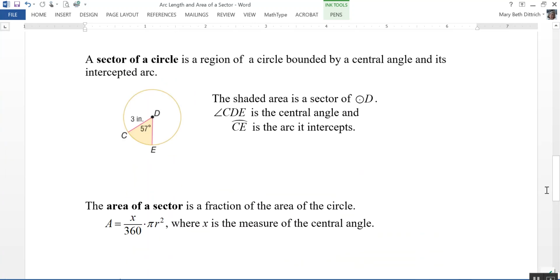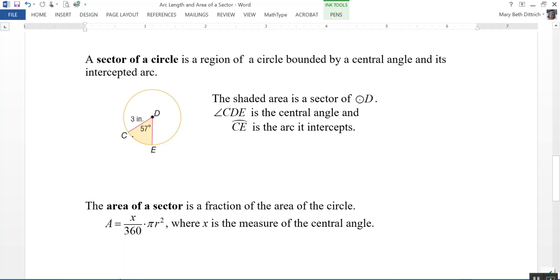A sector of a circle is a region of a circle bounded by a central angle and its intercepted arc. So this shaded area is a sector of circle D. You'll notice that it looks like a slice of pizza. Angle CDE is the central angle, and arc CE is the arc that that angle intercepts. So that creates this sector, this slice of pizza.